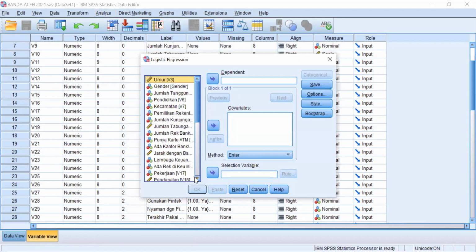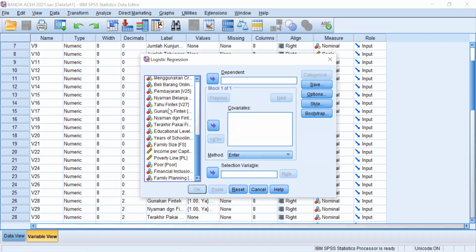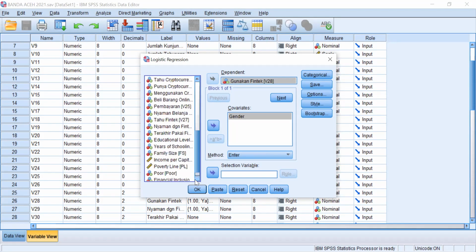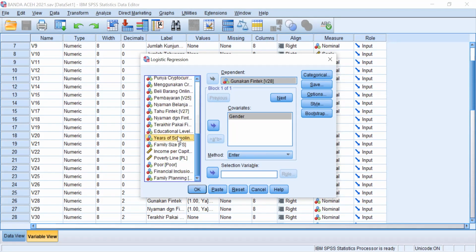Here I will take the dependent variable. The dependent variable here is whether the respondent uses fintech. And then I will use gender as an independent variable. Then education, years of schooling. Family size, income per capita.